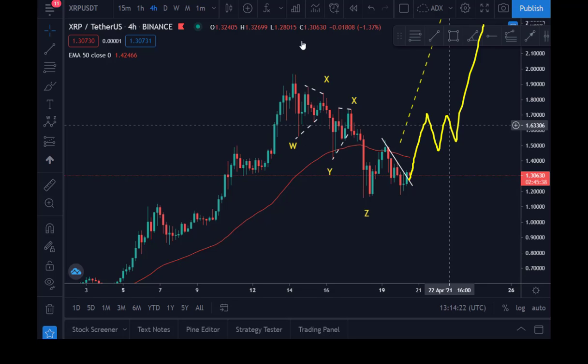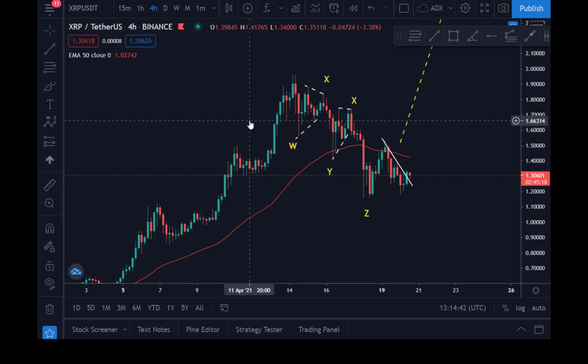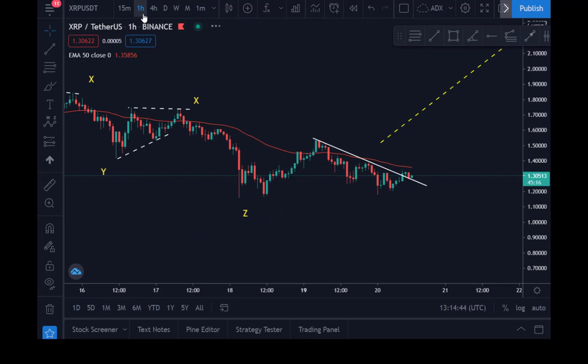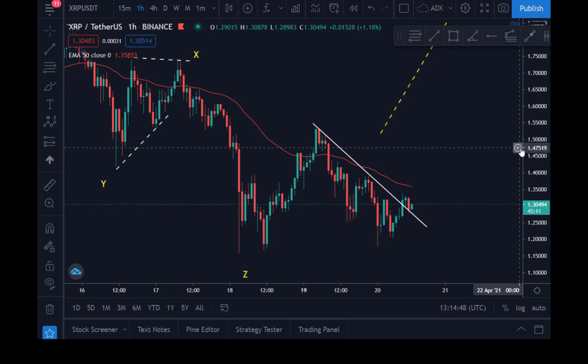Ripple move is just starting. It's not like Bitcoin that gave us a lot of profit. So Ripple move is just starting, so expect this breakout probably in the next few hours from now. This is hourly. The breakout has occurred, but we're waiting for confirmation, guys.